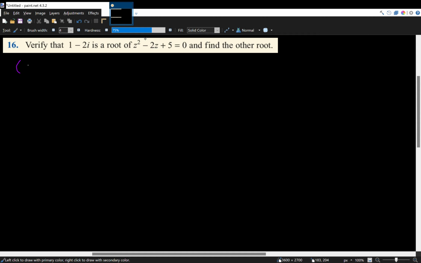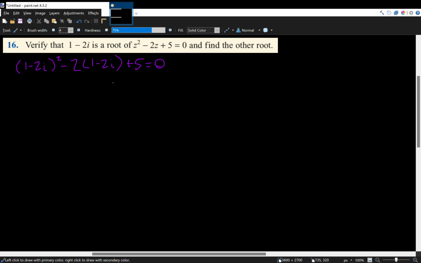So if we go 1 minus 2i squared in place of our z squared, minus 2 times 1 minus 2i in place of our 2z, we still have our plus 5, and that is still equal to 0. So I'm just going to expand that out and see if it is in fact equal to 0.